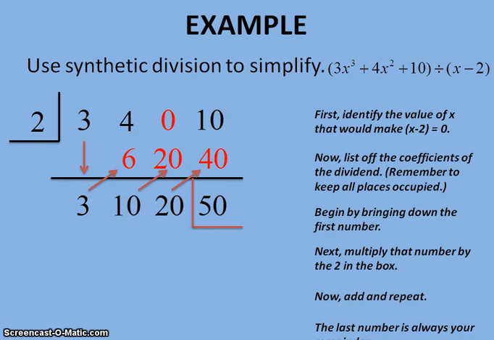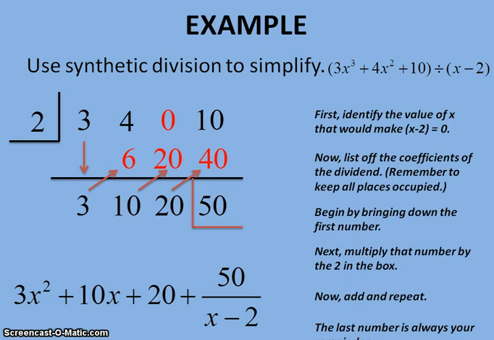We started with 3x to the third, so if we're going to drop that down 1 degree, we'll have 3x to the second plus 10x, which would be the next lowest degree, and then 20, which would be a degree of 0, no x there, and then we'll list our remainder, 50 over x minus 2. Once we've got that, we're completed. That's our answer: 3x squared plus 10x plus 20 plus 50 over x minus 2. And that is synthetic division in a nutshell.